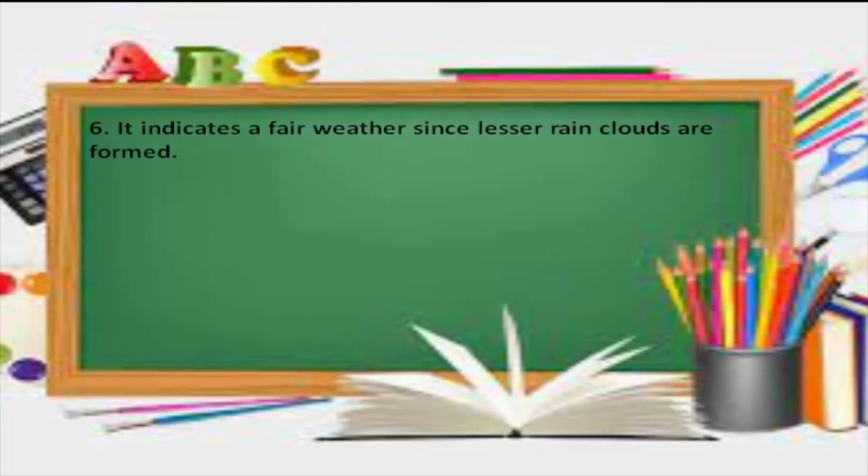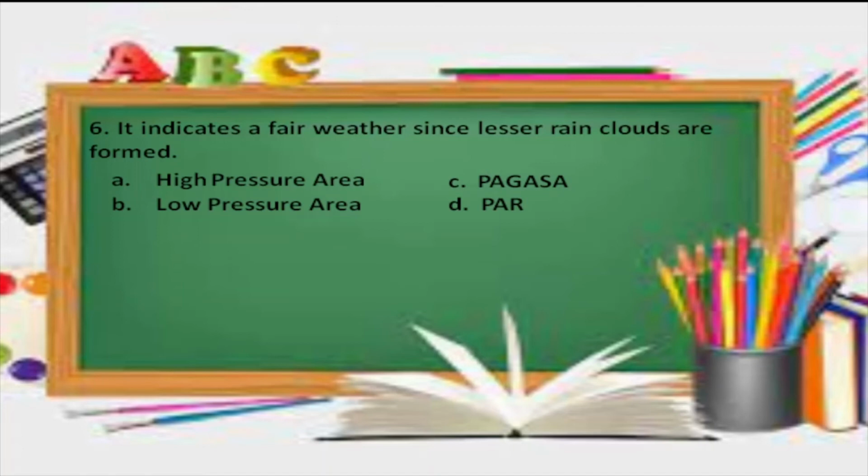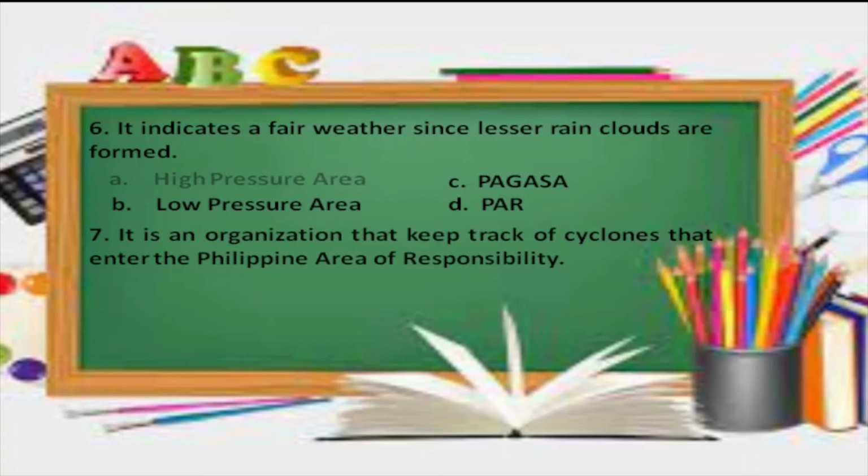It indicates a fair weather since lesser rain clouds are formed. Letter A. High pressure area. Letter B. Low pressure area. Letter C. Pag-asa. Letter D. PAR. The answer is high pressure area. Letter A. Let's proceed to item number 7.